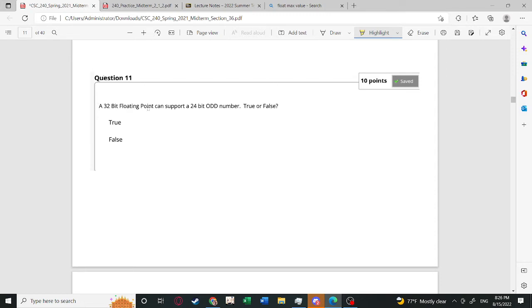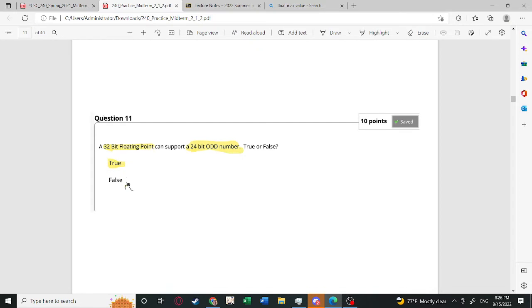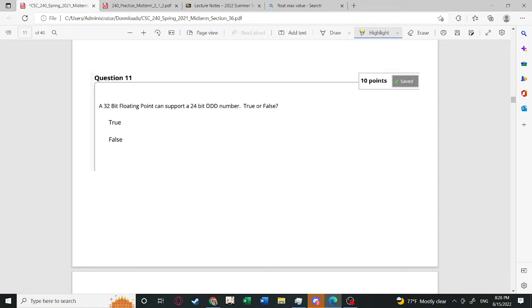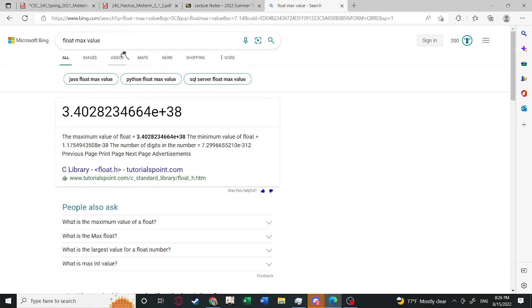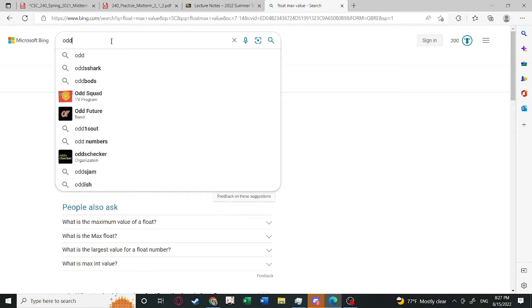Return to floating point when it can support a 24-bit number. We had a lot of debate about this last time, because a lot of people were saying this was false. But if we go to an odd value, isn't 24-bit included? I mean, it's a smaller number than 24. Yeah, I say it's a small number.